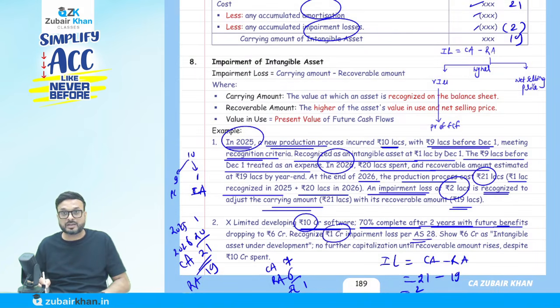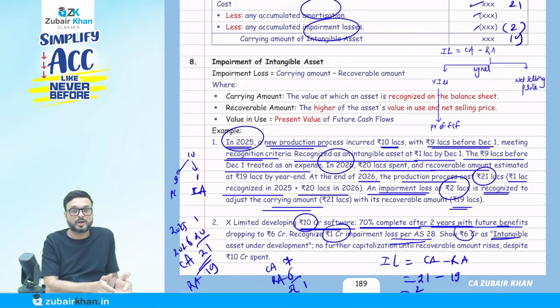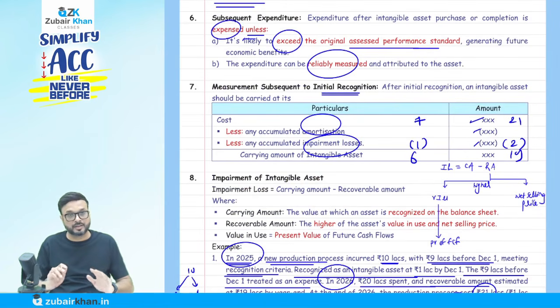As per AS 28, show rupees 6 crore as intangible asset under development, with no further capitalization until the recoverable amount rises above the 10 crore. This is what they are saying. Now we recognize the carrying amount. We recognize the intangible asset in this example at 7, with an impairment loss of 1. So now my intangible asset will be recognized at 6.